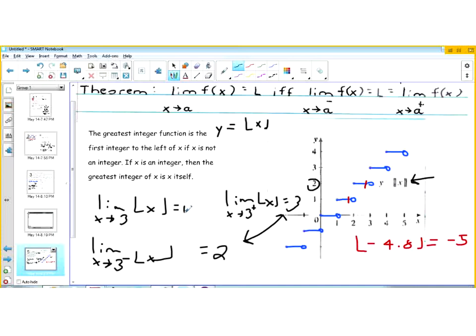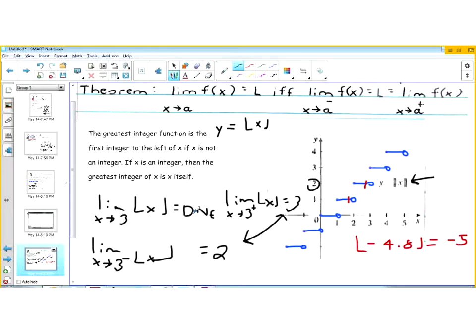So the limit as x approaches 3 of the greatest integer function does not exist because the left and right limits don't agree. You can extend this concept to say that the limit as x approaches any integer of the greatest integer function does not exist. So the limits for greatest integer functions only exist at non-integers. A rather peculiar result.